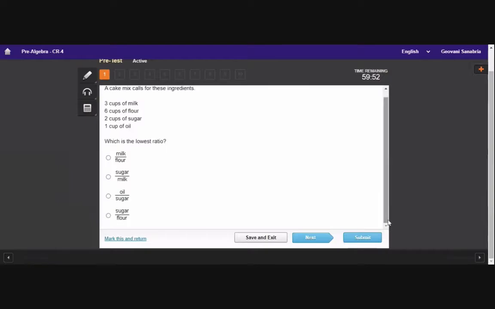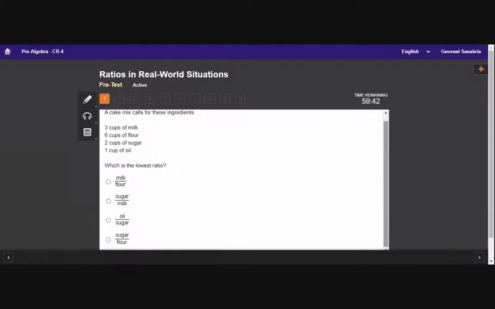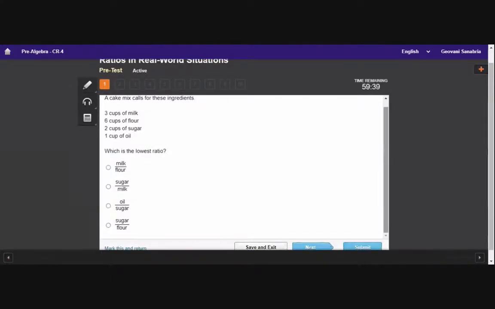A cake mix calls for these ingredients: 3 cups of milk, 6 cups of flour. Which is the lowest ratio? Do you have any idea on how to do that?